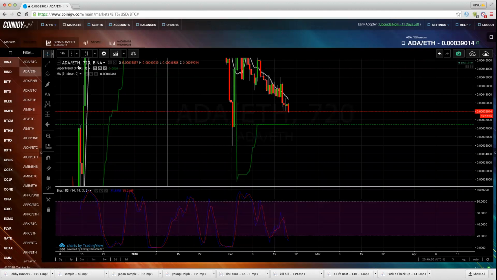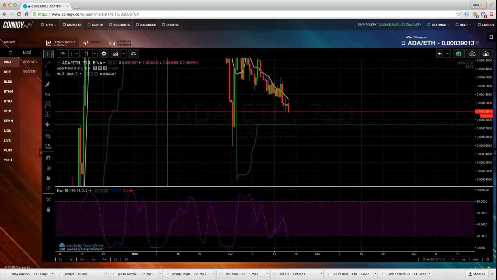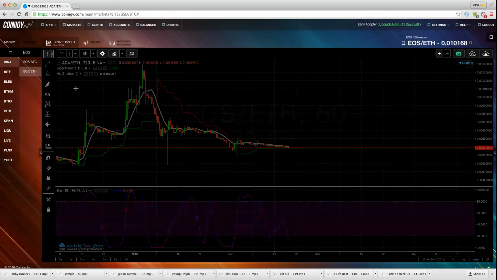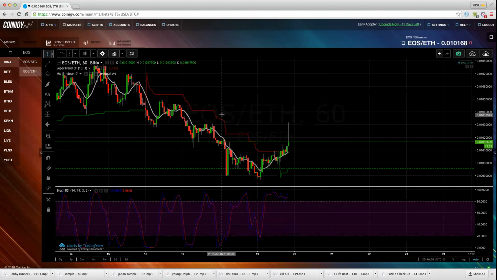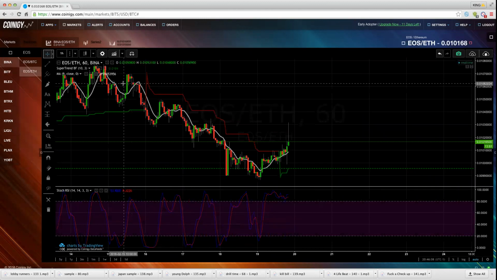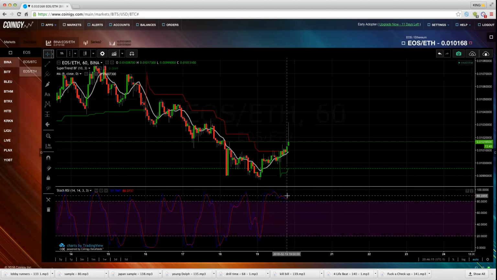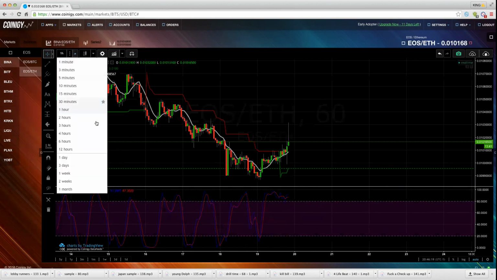Let's look at another pair. Let's look at EOS. I called EOS last night, real late, and look at her. On the 1 hour, she is going into an uptrend. My RSI is telling me that she's overbought, but she could stay up there for a while.